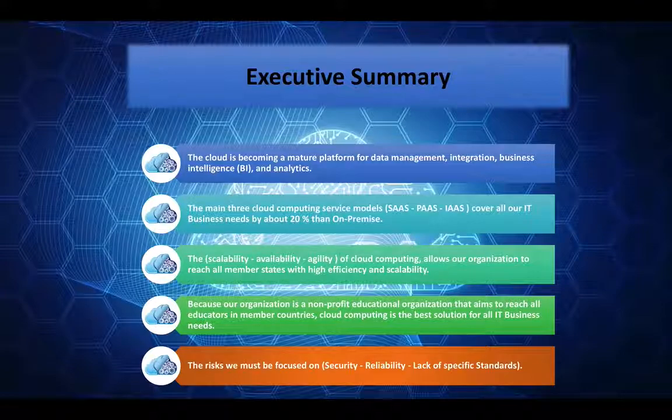The scalability, availability, and agility of cloud computing allow our organization to reach all member states with high efficiency and scalability. Because our organization is a non-profit educational organization that aims to reach all educators in member countries, cloud computing is the best solution for all IT business needs. When we adopt cloud computing, the risks we must focus on are security, reliability, and lack of specific standards.